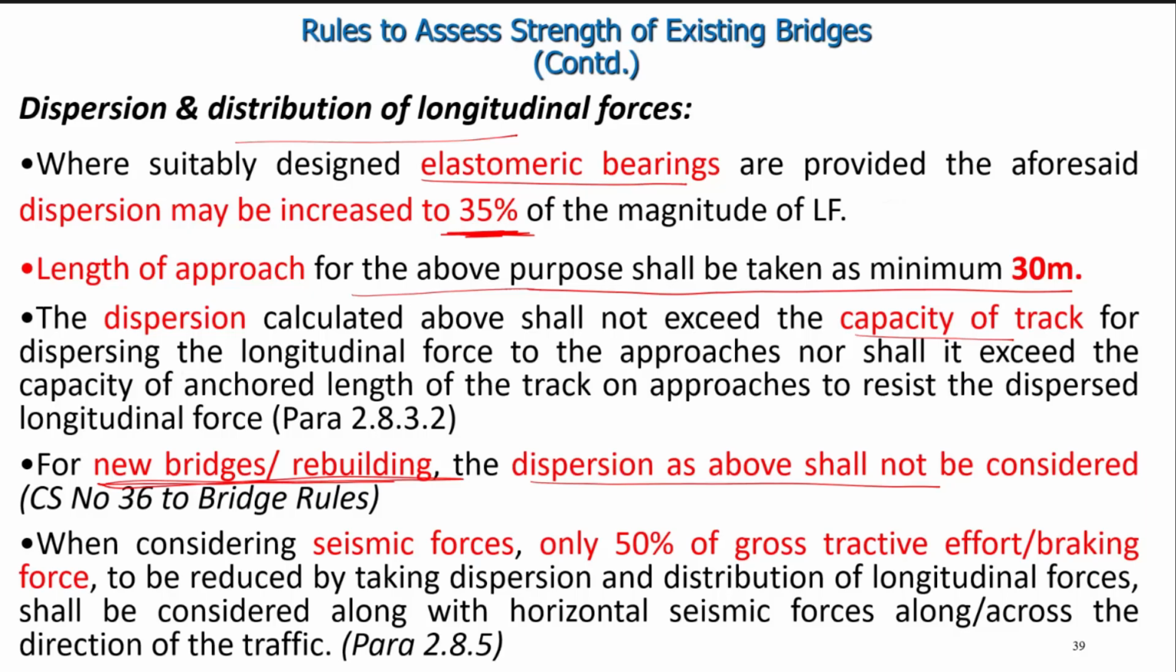And I will tell, sometimes if we check for GC loading, we take the dispersion, and again we are checking this for our locomotive. Then again we have taken dispersion. It means there may be chances of double dispersion. So double dispersion is not allowed. That's why for new bridges no dispersion should be taken.